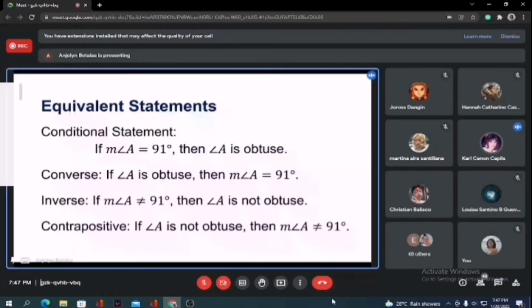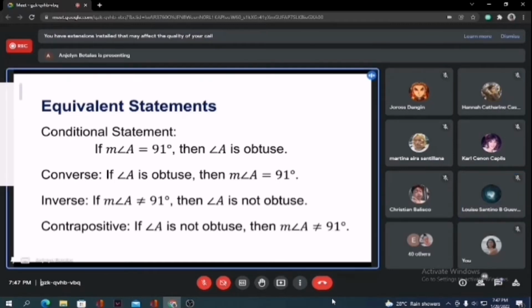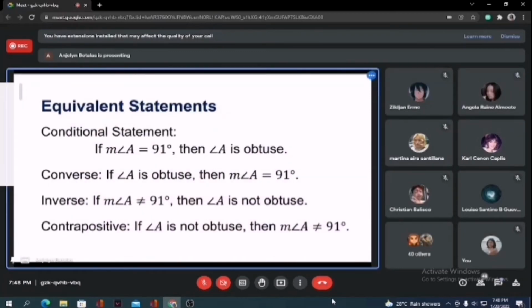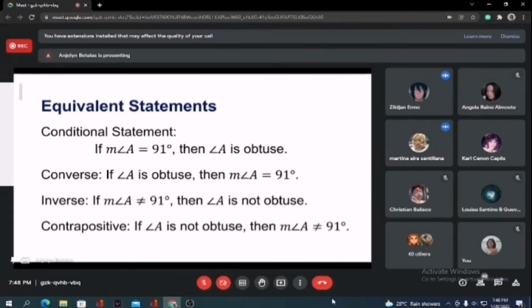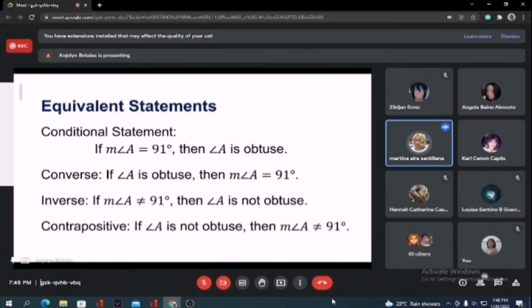False. Who says no? No one answers. True, ma'am. Let's say angle A is 100. It's true there. It is true, ma'am, because it is above 90 degrees.